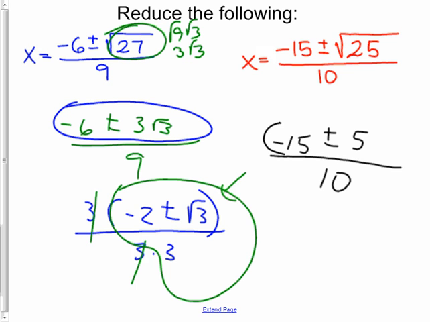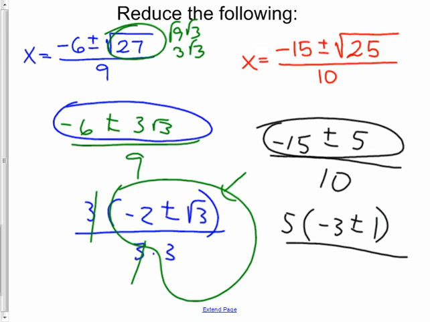Because do you get 5 goes into both of those? 5 factors out, and you'd have negative 3 plus and minus 1 all over, and a 5 factors out of the bottom too. 5 times 2. That cancels that. Now, you did not have to do that, but it would be cool if you knew how to do that. Did anybody know how to do that and do that right? Awesome.